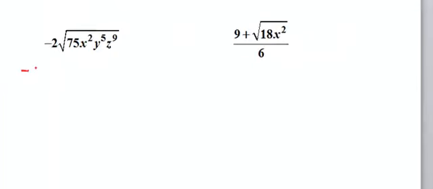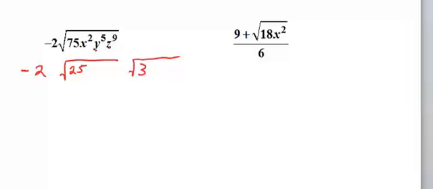Here we have negative 2 out front. We don't want to lose it, but we want our perfect squares and whatever is left. What's the largest perfect square that divides evenly into 75? Well, 25 goes into 75 3 times.